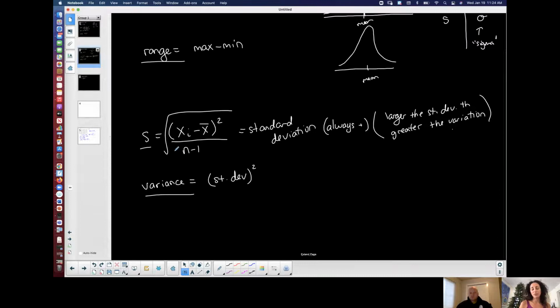Now, I'm not going to use this formula for standard deviation because it's a pain, honestly. It's a cumbersome calculation. This is how you would do it. Now, I do have a video if you want to know how to do it with the formula.